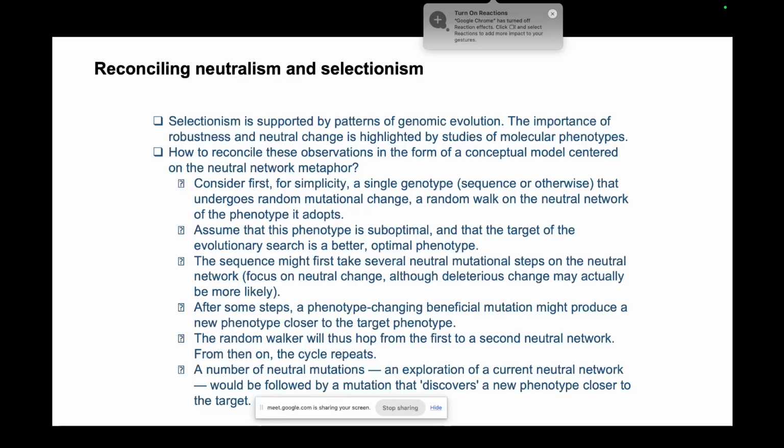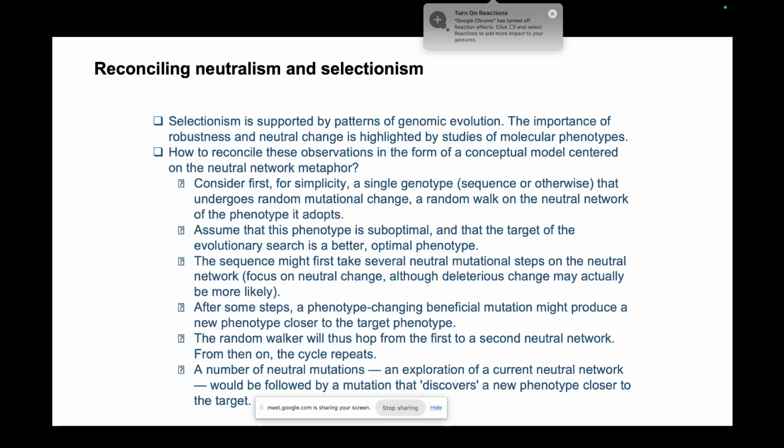Now, how to reconcile these two observations in the form of a conceptual model that can be centered on the neutral network metaphor, right? Say, for example, first you take a single genotype that undergoes a random mutational change. A random walk, so we talked about random walks and Eulerian networks. I hope you remember that. So a random walk on the neutral network of the phenotype, it adapts, right?